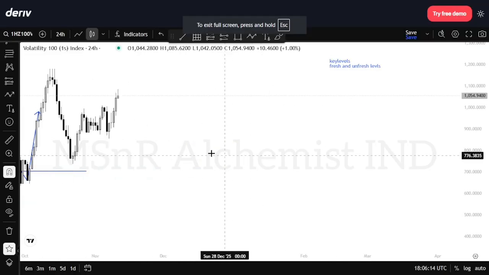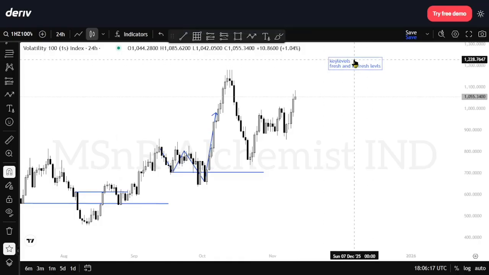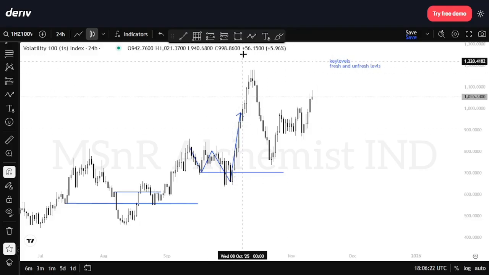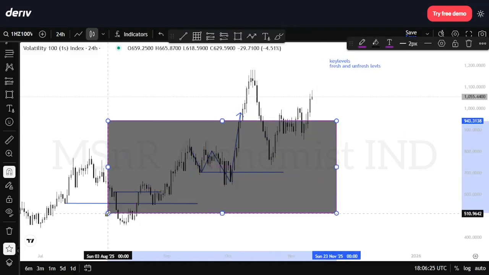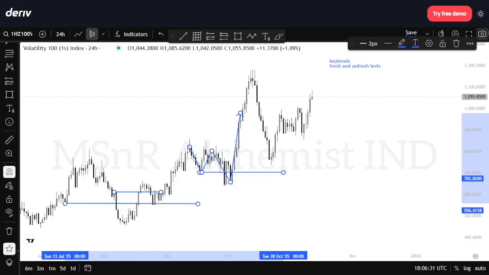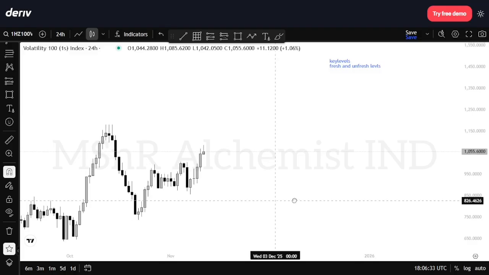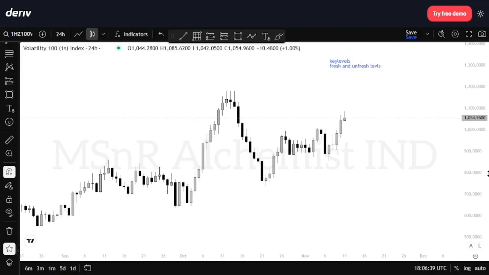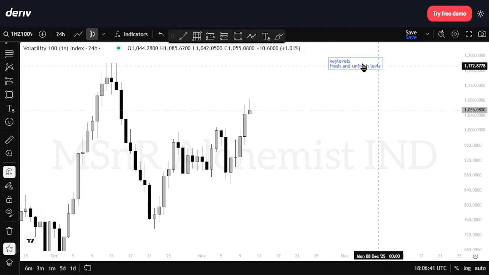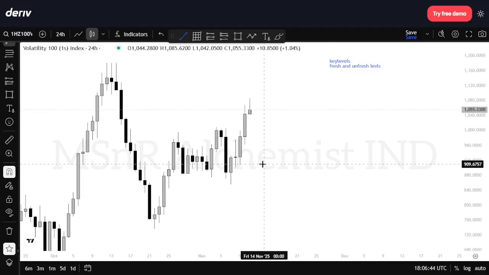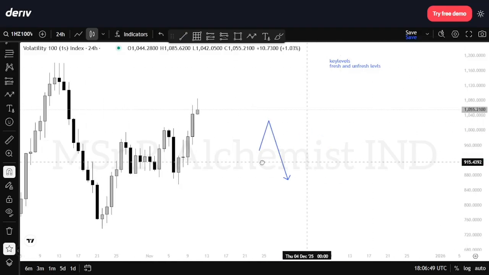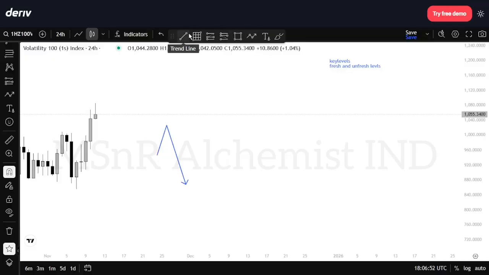Let's continue. The key levels part is complete. Let's talk about fresh and unfresh levels. So what are fresh and unfresh levels? See, the fresh and unfresh level concept is very simple, I don't know why people make it very difficult. So let me draw first. This is a resistance, right? This is a resistance.